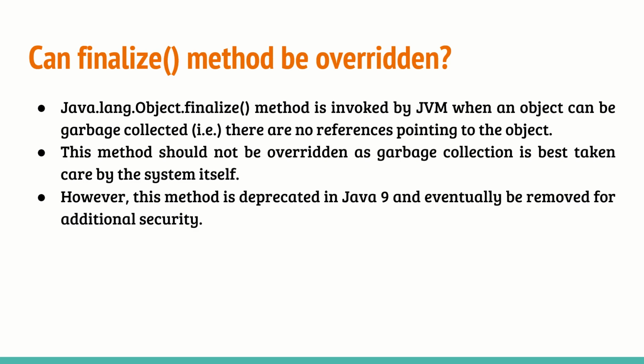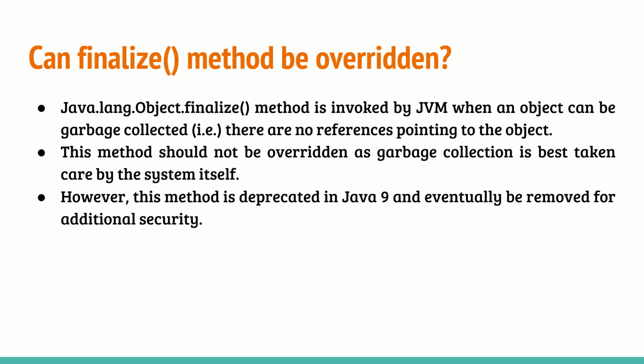Can finalize be overridden? There is a method called the finalize method. Can it be overridden? This finalize method is invoked by JVM when an object can be garbage collected. What do you mean by garbage collected? When there is no reference further available for that particular object, it can be removed. When the object has got no references, it can be removed. That's what garbage collection is all about.